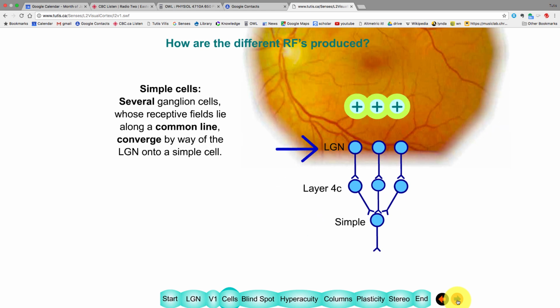Now, how does this organization take place? How do you make these kinds of cells? First of all, to make a simple cell with an elongated receptive field, you take ganglion cells in your retina and combine them with LGN cells, and in turn send those to layer 4C cells. And finally, you combine them onto the simple cell. And here, to make a simple cell that's tuned to a horizontal line, you map cells that have receptive fields along a horizontal line.